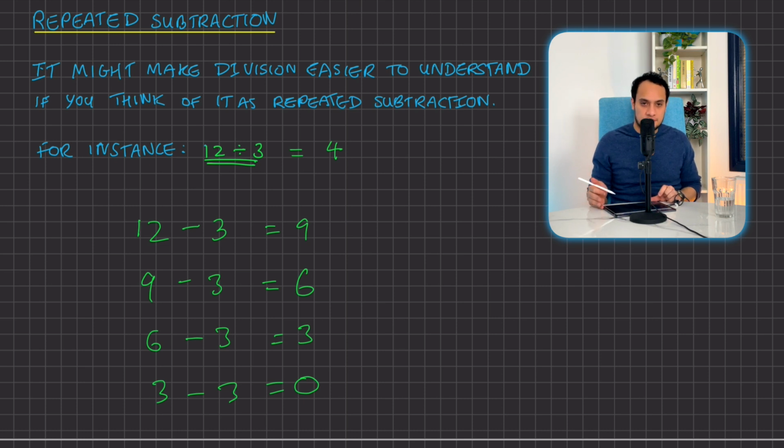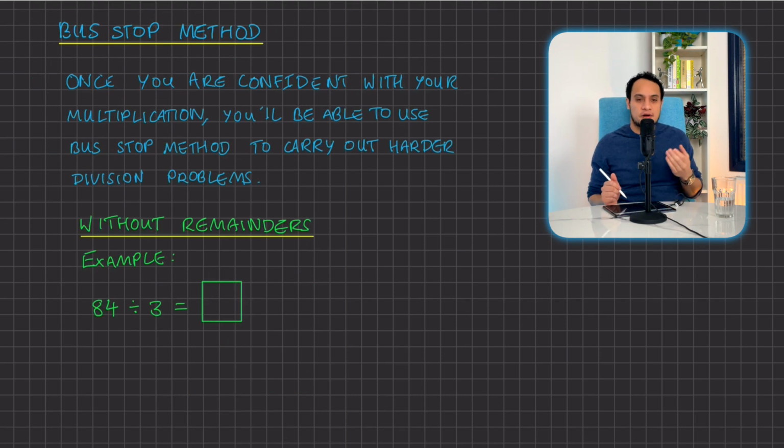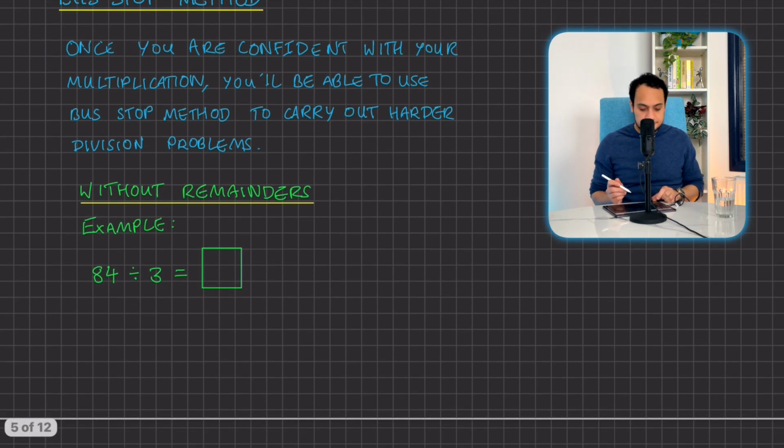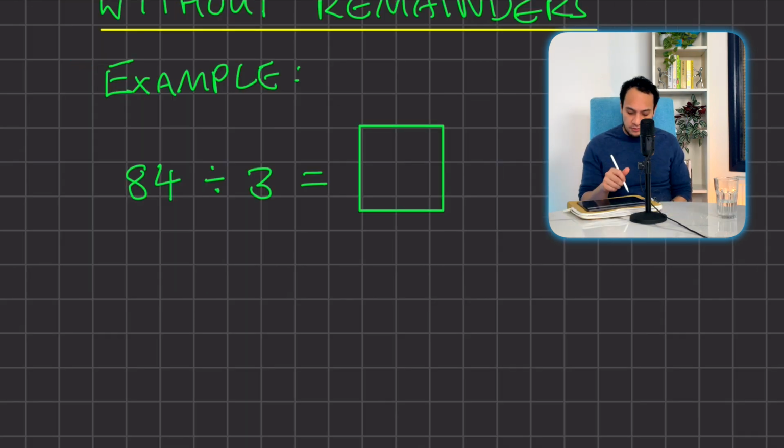Once you're comfortable with that concept, then you can move on to a more advanced method, which is bus stop method. But I'd only recommend moving on to bus stop method once you're confident with multiplying. So multiplication and division are linked, and you'll be able to carry out your divisions more easily if you master multiplication. So let's just go through bus stop method. Let's have a look at this sum here. So this one's without remainders. Imagine that we've got the sum 84 divided by 3. And we're going to use bus stop method to deal with this little problem.